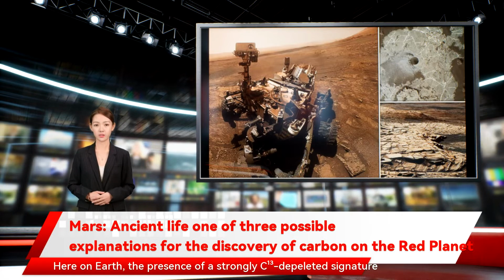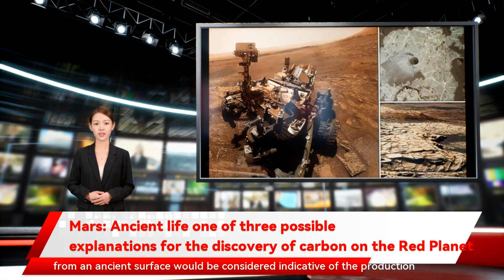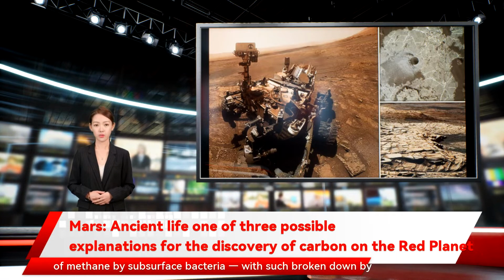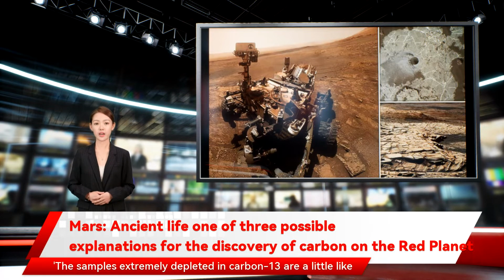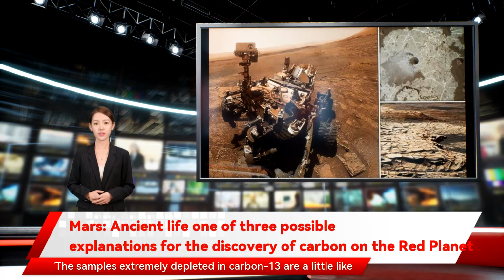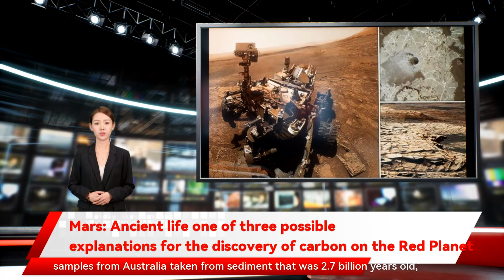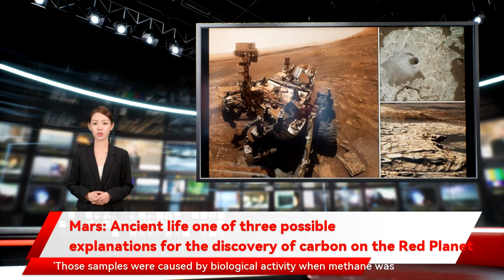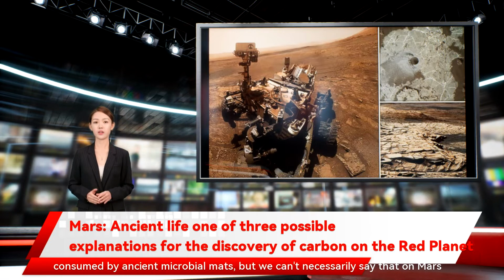Here on Earth, the presence of a strongly C-13 depleted signature from an ancient surface would be considered indicative of the production of methane by subsurface bacteria, with such broken down by ultraviolet radiation at Mars' surface. The samples extremely depleted in carbon-13 are a little like samples from Australia taken from sediment that was 2.7 billion years old, said Professor House. Those samples were caused by biological activity when methane was consumed by ancient microbial mats.